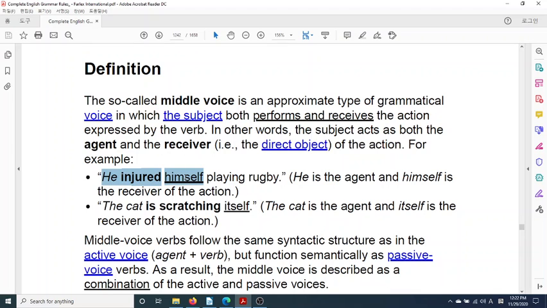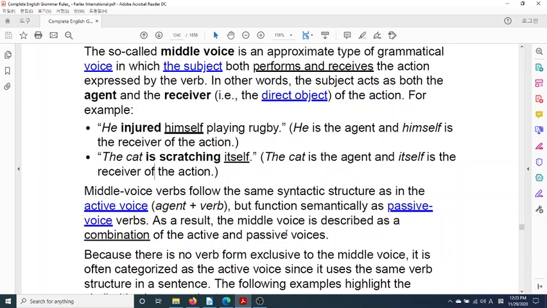He injured himself playing rugby. So subject, object, and agent are all the same thing, him. The cat is scratching itself. The subject, object, and agent, all the same thing, the cat. And the himself, reflexive pronoun, and itself, reflexive pronoun.